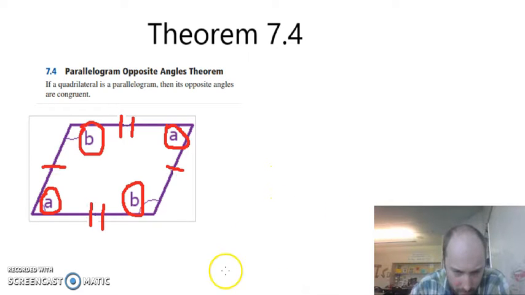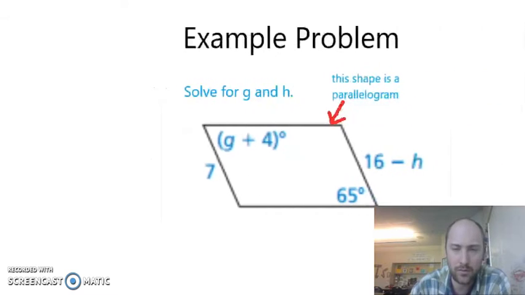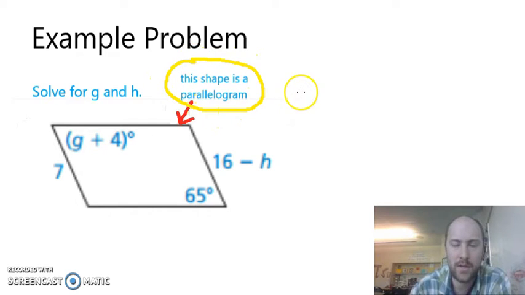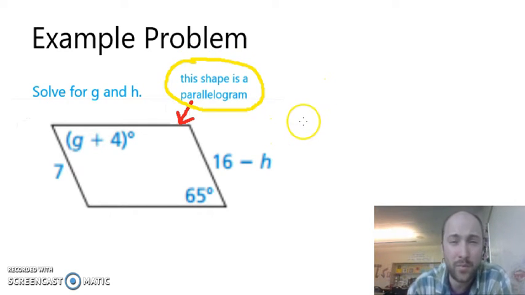Let's do a quick problem. Let's see what you guys are going to be asked to do. Something like this. So, very important. Let's circle this in yellow because it's very important. It says this shape is a parallelogram. It must be a parallelogram for us to use either Theorem 7.3 or 7.4. So now that we've said for sure that it is a parallelogram, we can begin to solve.